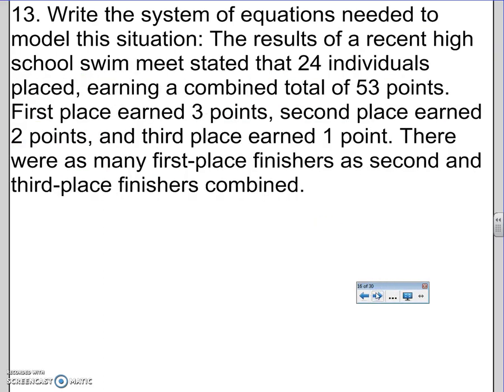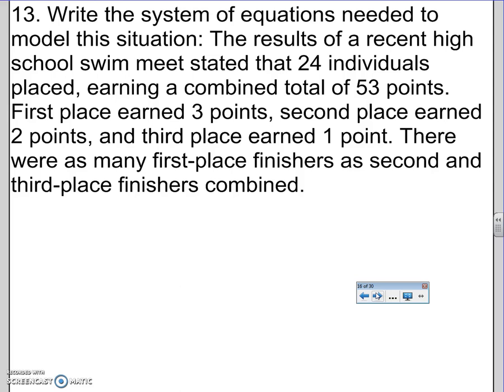13, another one. All right, you're going to write the system, we're not solving. The results of a recent high school swim meet stated that there are 24 people that placed, earning a combined total of 53 points. First place is worth 3 points, second place earned 2 points, third place earned 1 point. There were as many first place finishes as second and third place combined.